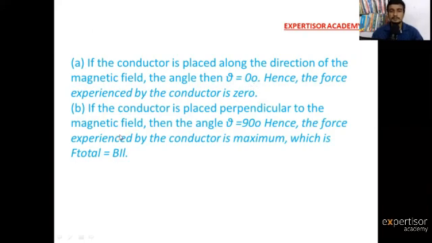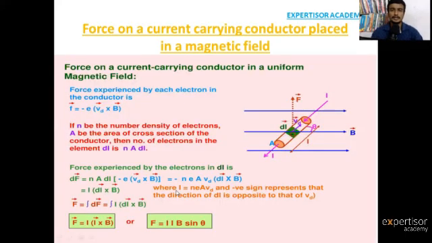If the conductor is placed perpendicular to the magnetic field, the conductor direction is perpendicular to the magnetic field, then the angle theta is equal to 90 degrees. Hence the force experienced by the conductor is maximum. Here F total, that means the total maximum magnetic force, is equal to BIL. Okay. So this is the information about the force on a current carrying conductor placed in a magnetic field.